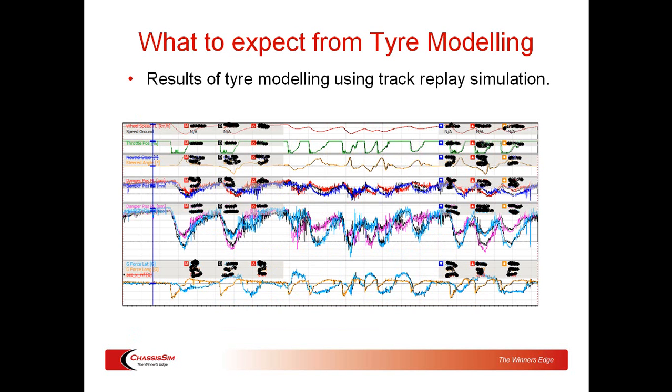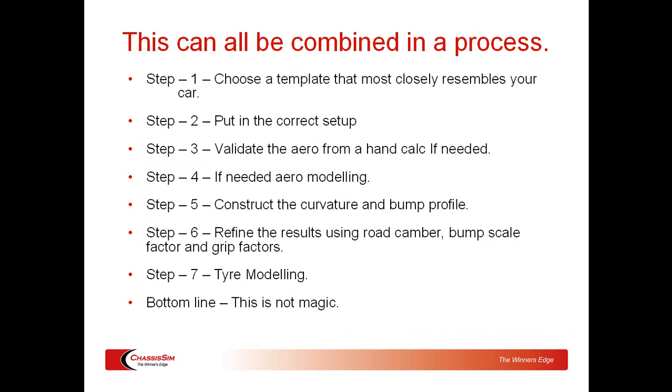Now, what do you expect from tire modeling? Here's the result of tire modeling using the track replay simulation. As you can see, the speed, throttle, and steer inputs are all the same because it's a track replay. Take a look at the correlation of the lateral G, and particularly the longitudinal G. This is what, ladies and gentlemen, you get when you do your tire modeling right. This is the payoff. You ignore this at your peril because you can divine so much from this data.